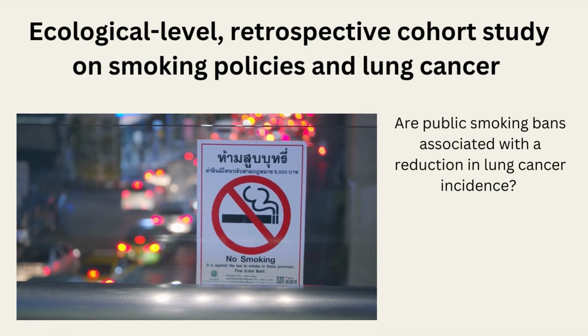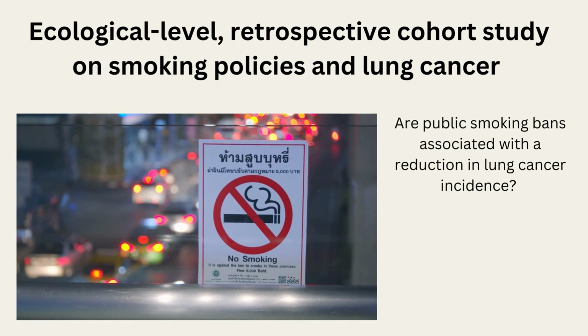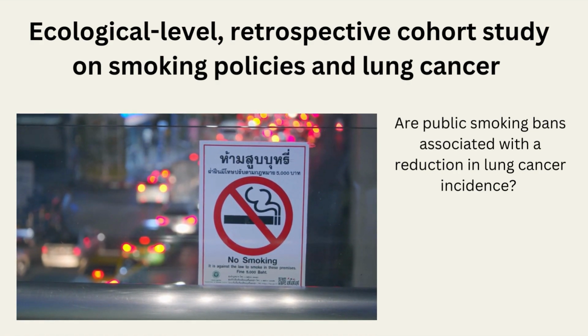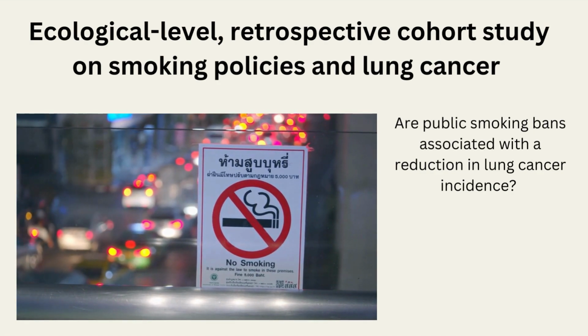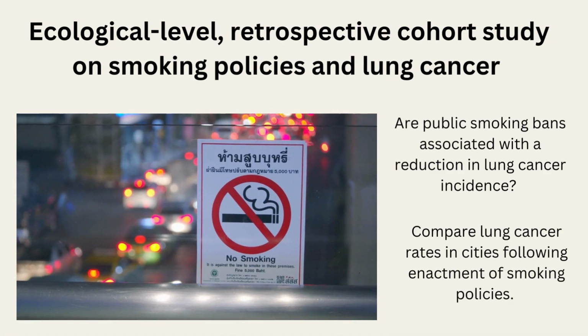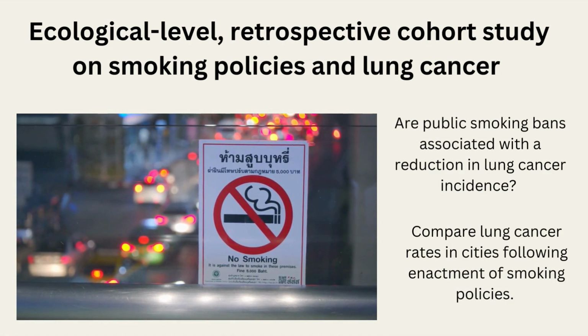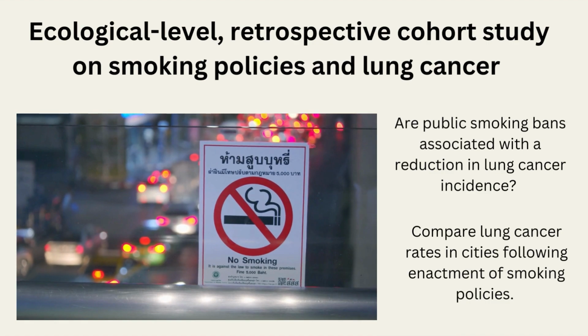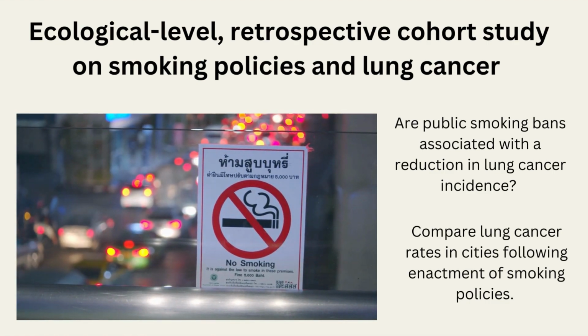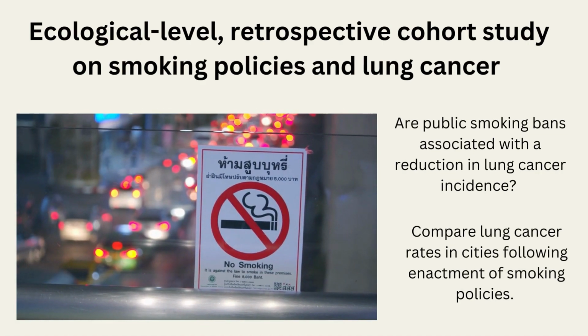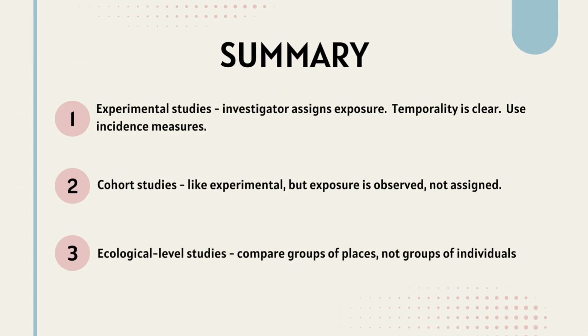And now this is an example of a retrospective cohort study conducted at the ecological level. The research question is, are public smoking bans associated with a reduction in lung cancer incidence? This study could be conducted on a group of cities where some of them enacted public smoking bans and some of them didn't. In the years after enacting the bans, the study would compare average lung cancer incidence rates in exposed versus unexposed cities.